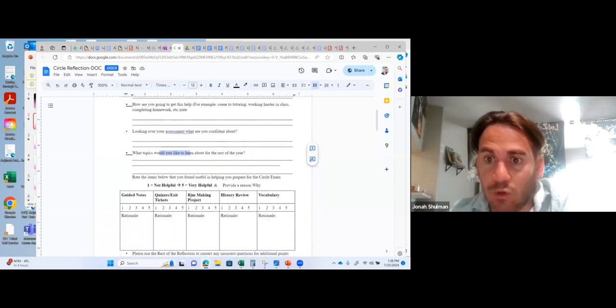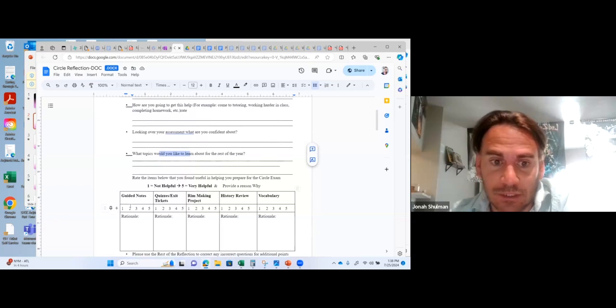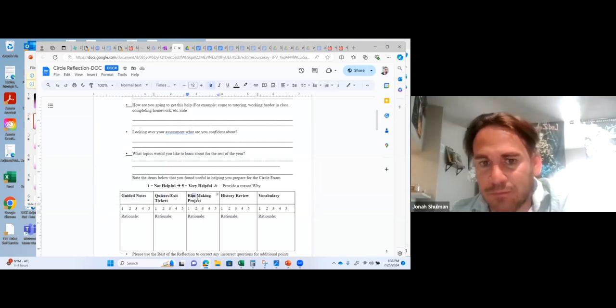Now, what do I get? After they do this, students rate how useful everything was, whether it was the guided notes I did, the quizzes and the exit tickets. They made rims for their circles. I had them design their own rims for their car. We did a history review on circles and we did vocabulary.